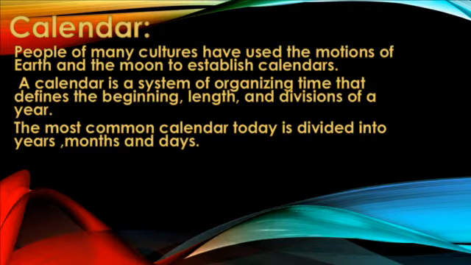The ancient Egyptians created one of the first calendars. The Romans borrowed the Egyptian calendar. The Roman calendar was off by a little more than 11 minutes a year. So calendars are of different types. Actually, a calendar is a system of organizing time that defines the beginning, length, and divisions of a year.